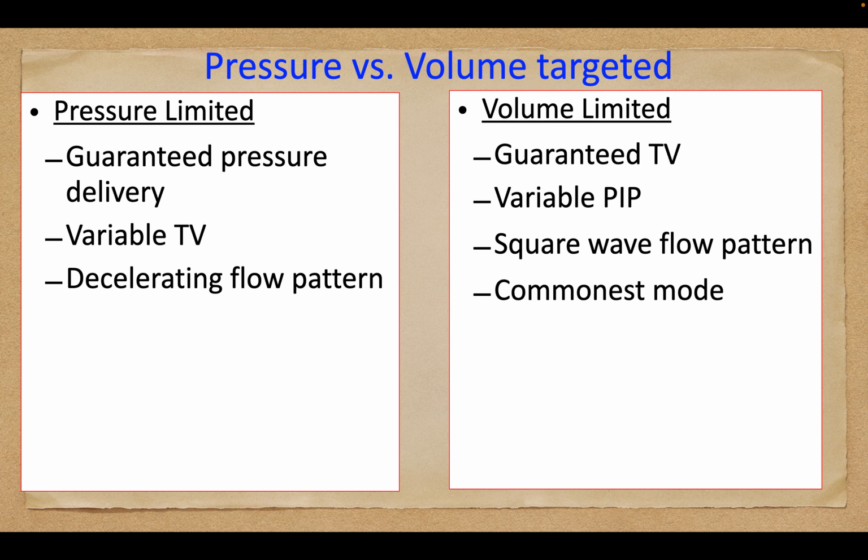Now what are the differences? As we could see, with pressure limited there is a guaranteed pressure, whereas in volume limited there is a guaranteed tidal volume. In pressure limited there is a variable tidal volume, whereas in volume limited there could be a variable pressure, which is very logical. In pressure limited there is a decelerating flow, whereas in volume limited there is a square waveform, and it is probably the commonest mode.